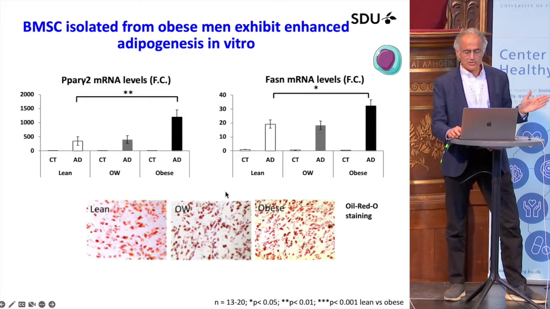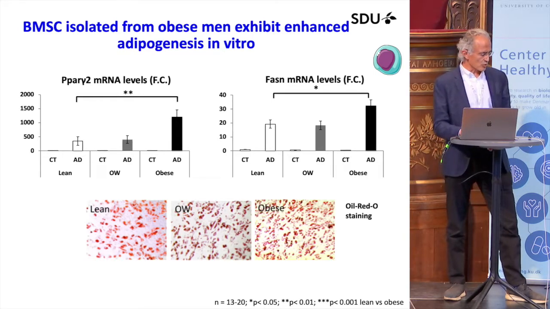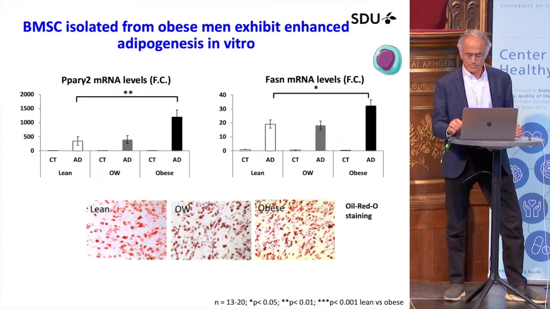We've done extensive studies, but here I just show maybe the most important slide relevant to this talk: if we take cells from obese persons and expose them to differentiation conditions in vitro, what we observe is that the obese cells form more adipocytes than cells coming from lean persons.